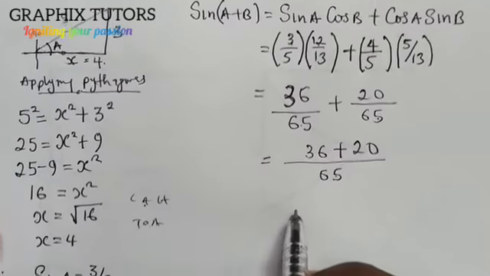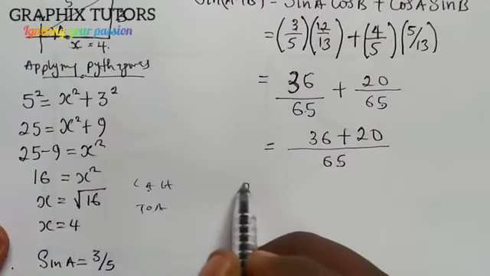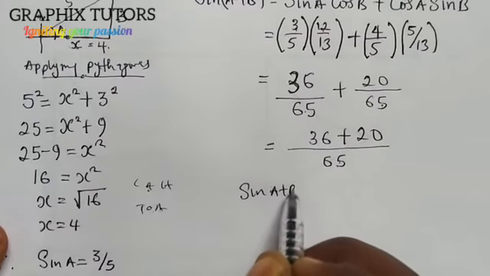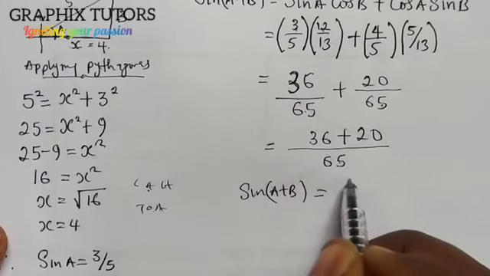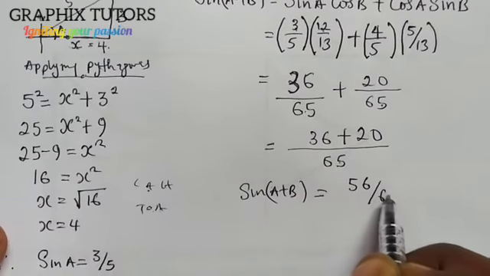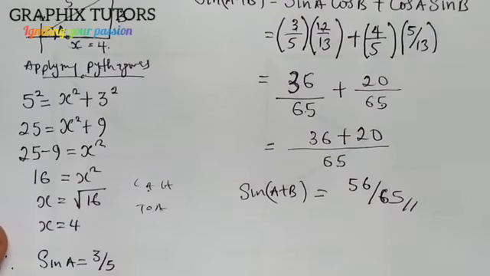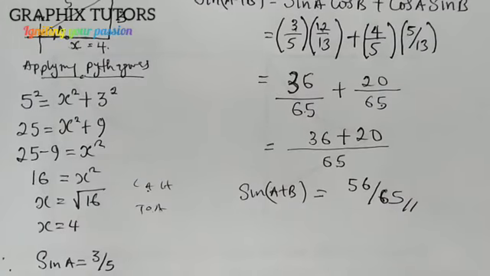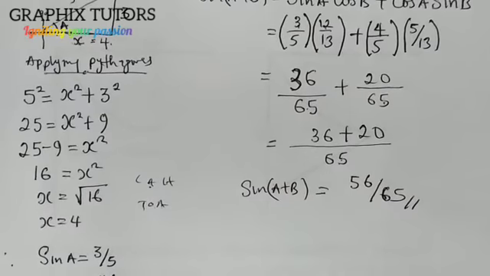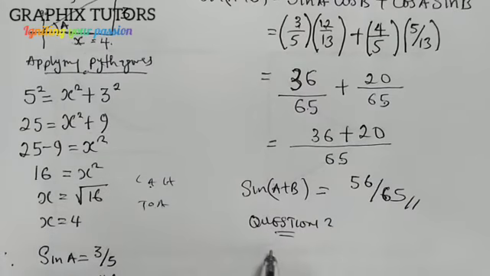So from here we are going to say that my sine A plus B is equal to 56 over 65. So this is my answer for that first question. Now the second one, look at the screen, for part B of the question, we have cos A plus B.